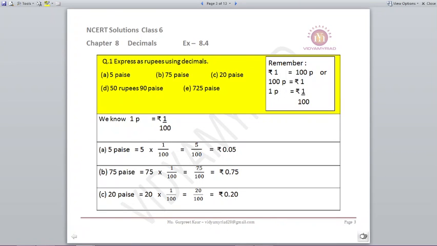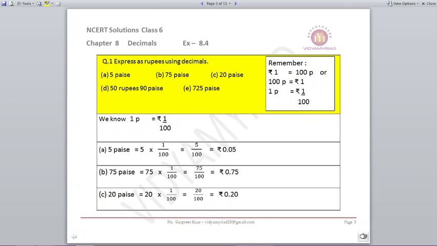Question number 1. Express as rupees using decimals. Now we know already what is 1 rupee. 1 rupee is made up of 100 paise, or 100 paise is equal to 1 rupee. Now here, paise are given to us and we want to know the answer in rupees. It means that 1 paise is equal to 1 upon 100 rupees. Remember this. Now whatever paise are given to you, just multiply 1 upon 100 with it. Find out the fraction and convert it into decimal. Your answer will come in rupees.